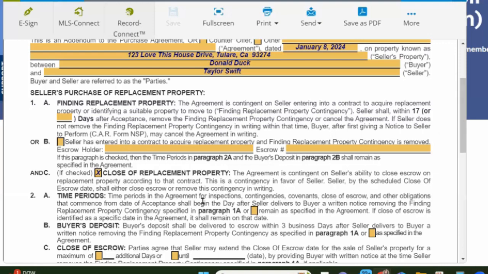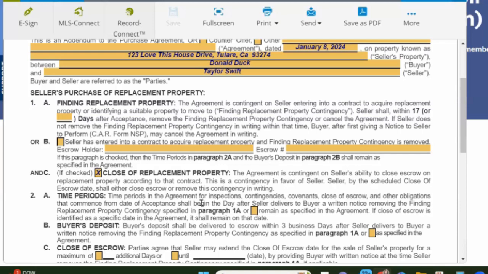Okay, and then time periods. So as the buyer, if I just got my offer accepted and it's a 30-day escrow, but the seller has 17 days to find their replacement property, does my 30 days and my inspection period start now, or does that start when the seller goes under escrow on their replacement property, right?